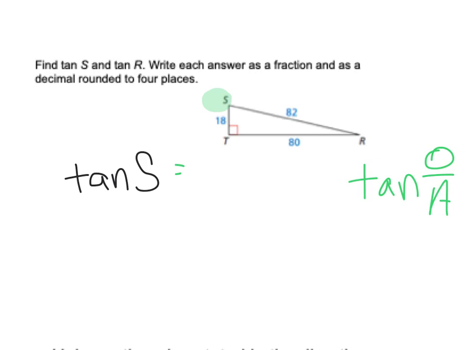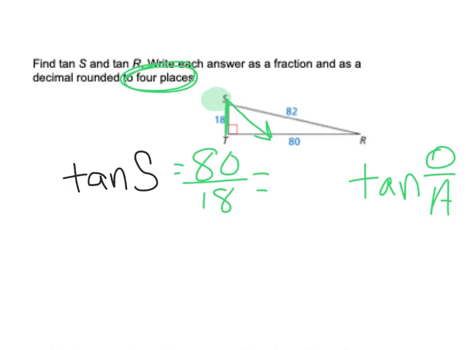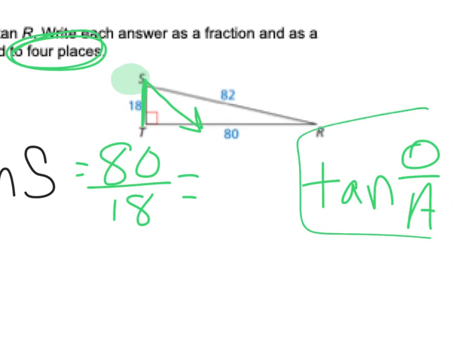So the tangent of S is the side that is opposite of it. Opposite of it is 80, and adjacent to it is 18. Whenever they do these, they want you to write it as a fraction and then as a decimal, rounded to 4 places. When you do trig, anytime you do decimals, it's always 4 places. So if we put in our calculator 80 divided by 18, we get 4.4444.